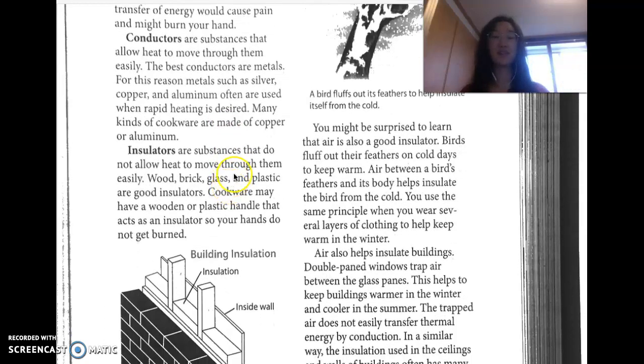Insulators are things that do not allow heat to move through them easily. So that's the second word. So insulators are opposites of conductors. They do not allow the heat to go through them easily. Examples: wood, brick, glass, and plastic are good insulators. So cookware like pots may have a wooden or plastic handle that acts as an insulator. So if you hold the handle, your hands will not get burned.